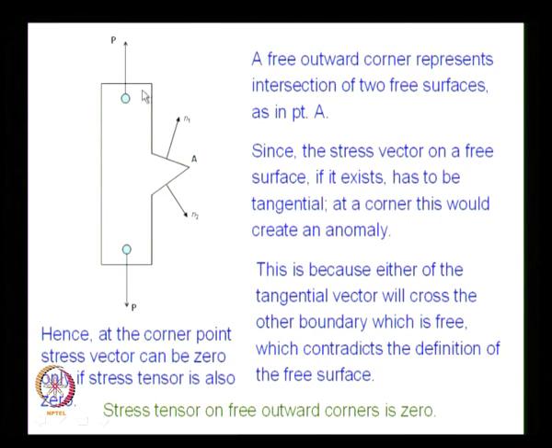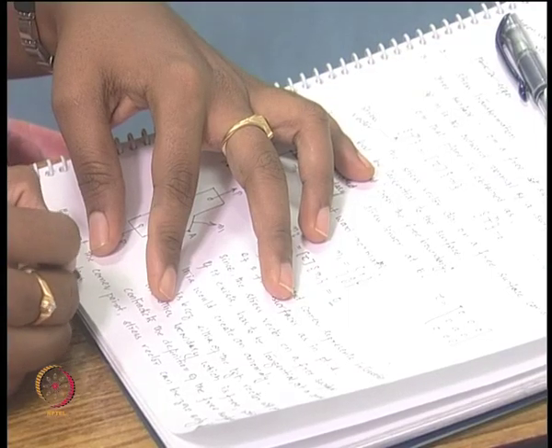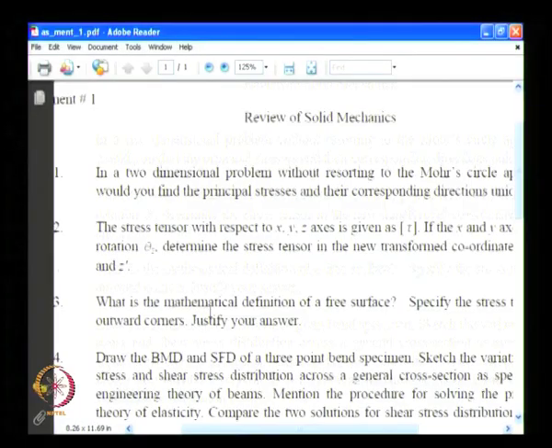In this particular loading arrangement, the entire surface also has 0 stress. But in general, any free outward corner like this will have stress magnitude, stress tensor also 0, not only the stress vector, stress tensor is also 0, and that is a very useful concept that you can take advantage of.